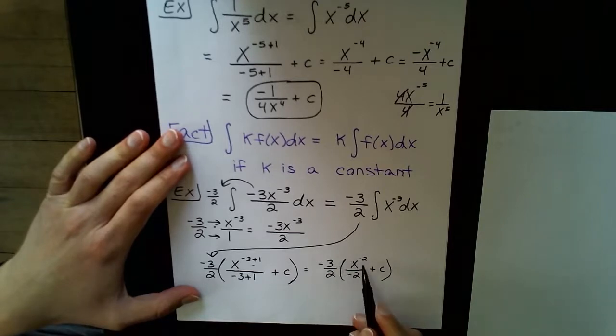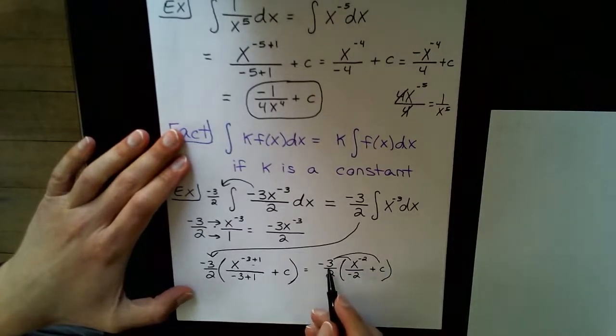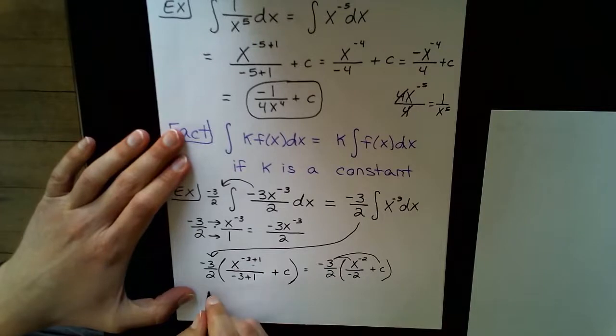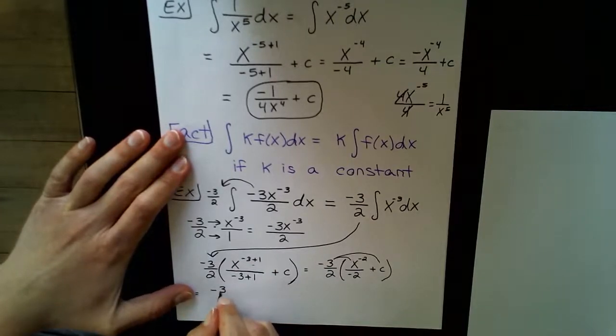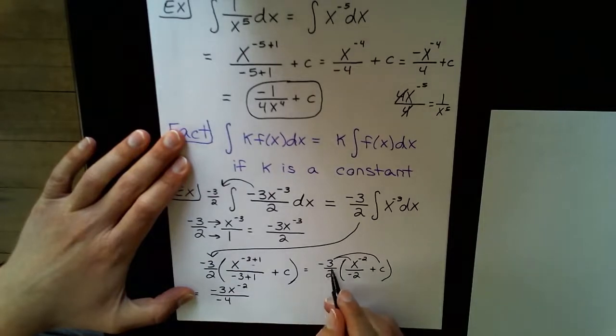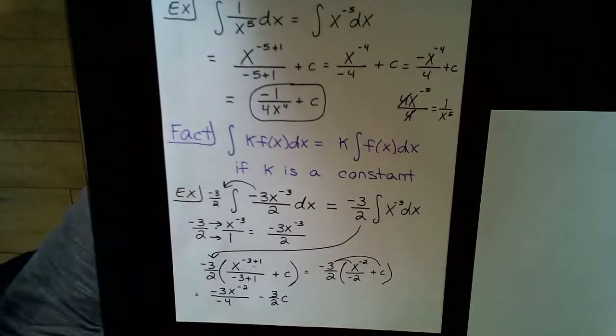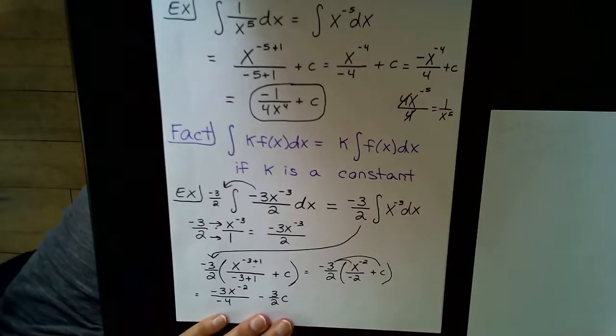And when we distribute this negative 3 over 2, we get negative 3 times x to the negative 2 over 2 times negative 2 is negative 4. And then negative 3 over 2 times c gives us minus 3 over 2c. We have a little bit more simplifying to do from here.